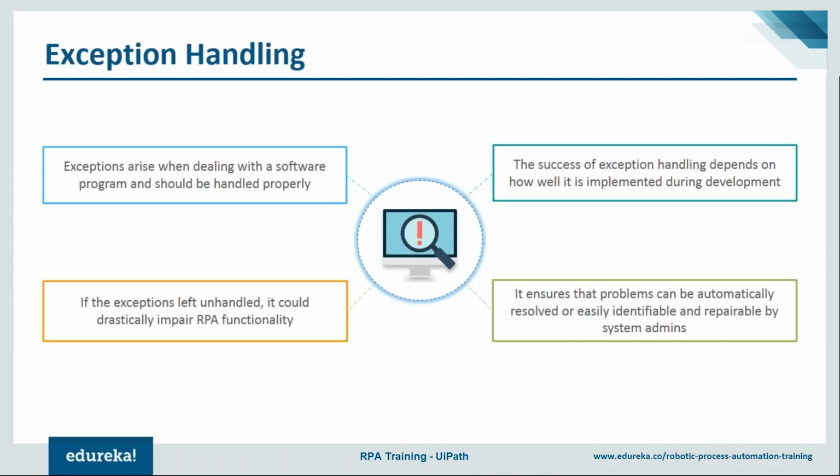So that also is a problem. You should be very careful when you're testing your robot to handle all the exceptions which might arise from your project. It ensures that problems can be automatically resolved or easily identifiable. All right. So you can also design your project in such a way that whenever an error comes, now there could be a lot of errors, you cannot assess everything, but you can tell your program, if there is an error, to get itself out of that error in a very graceful way.